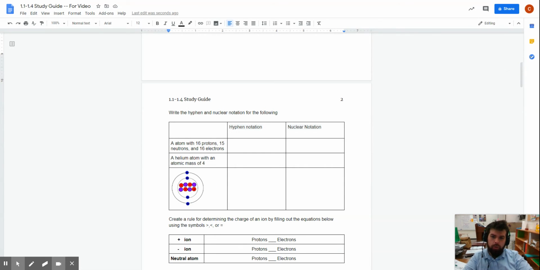All right. So now let's write the hyphen and nuclear notation for the following. That's my next table. And hey, I completed a table, so I'll reward myself.